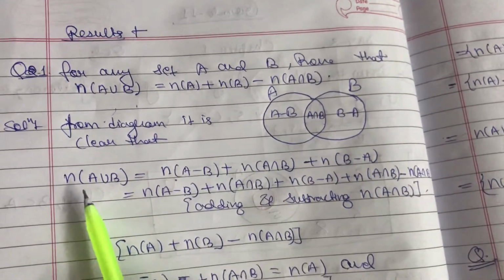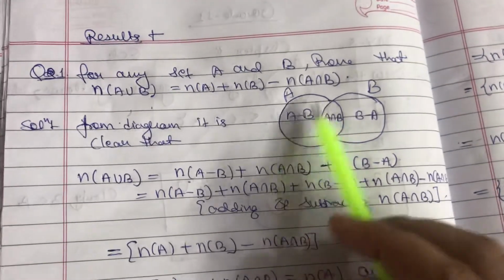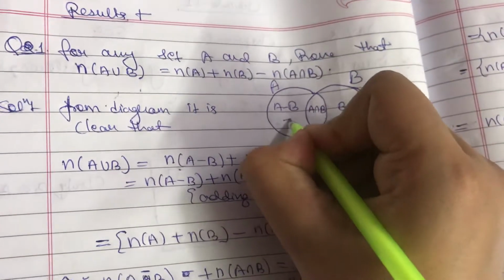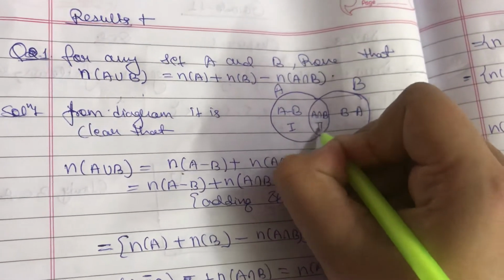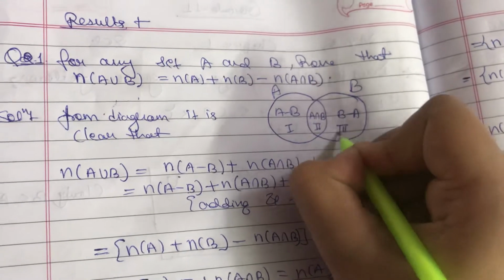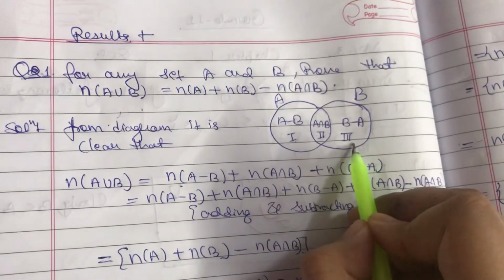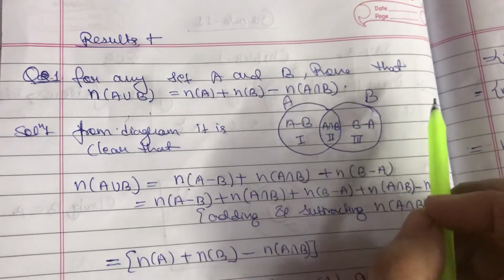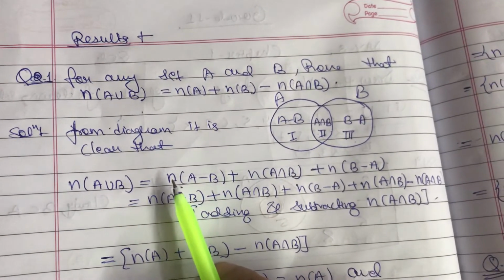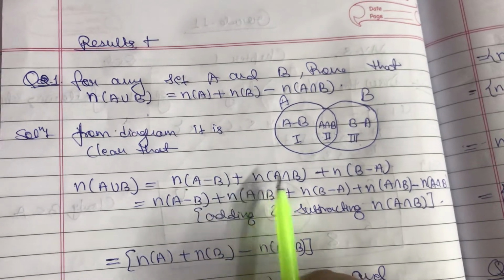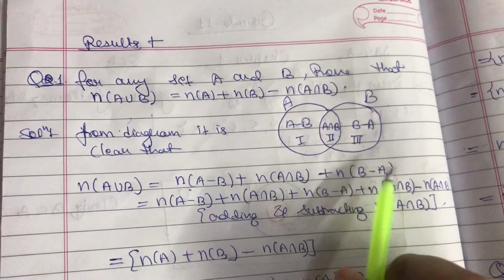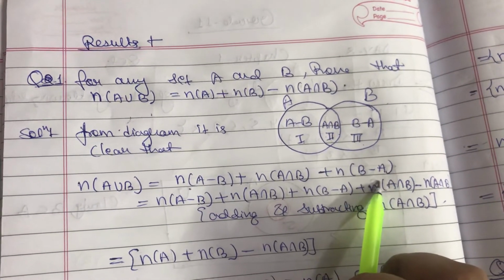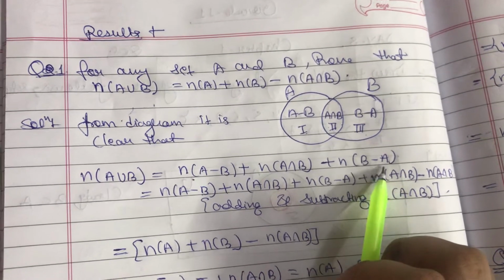So if I have to find n of A union B, this is my portion 1, this is my portion 2, and this is my portion 3. If I add 1, 2, 3, then I'll get the entire A union B, right? So n of A union B is n of A minus B plus n of A intersection B plus n of B minus A. This I can write like this. I hope nobody has confusion in this step.